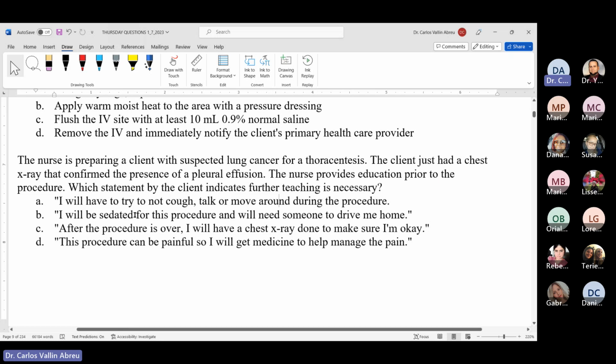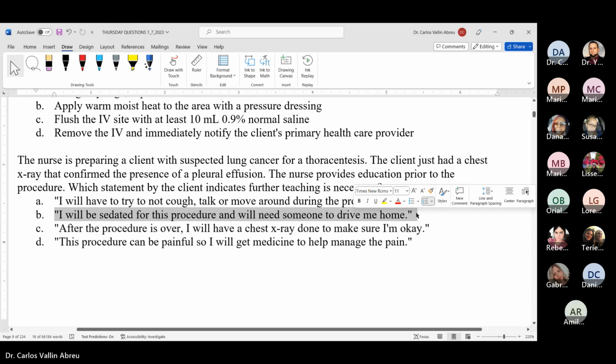I will be sedated for this procedure, and I will need someone to drive me home. When there is sedation involved in the procedure, you need to be sure that somebody is driving the client home, because they cannot drive. It is a common safety item in procedures that require sedation.